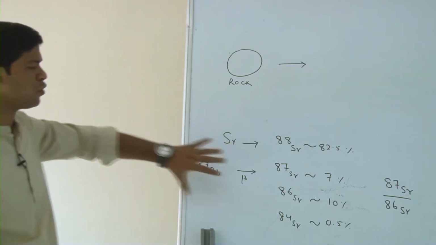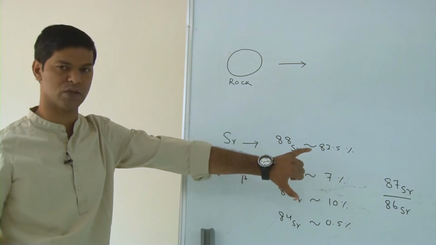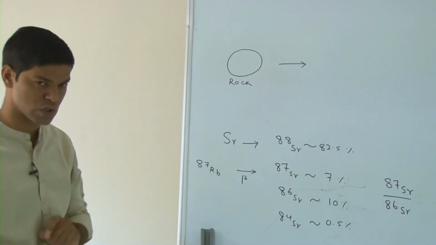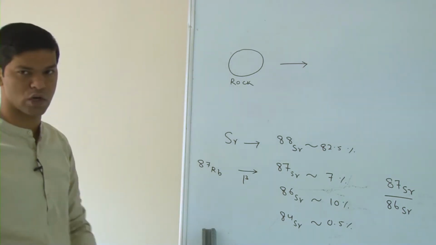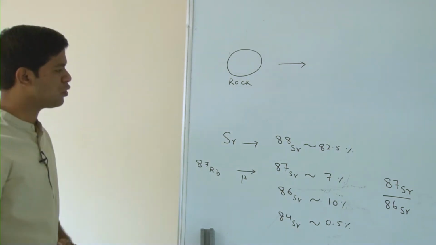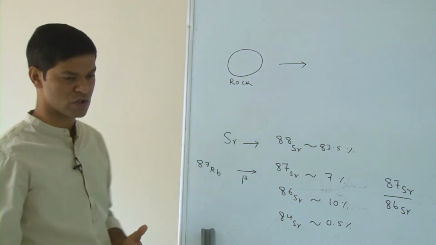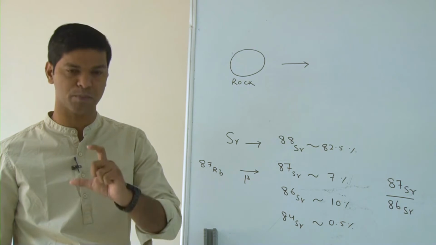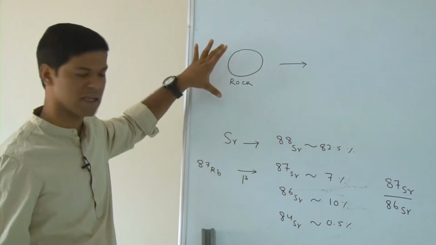So, now how do you analyze it using a mass spectrometer to find the 87 strontium by 86 strontium ratio in this particular rock? For that, when you are looking for strontium isotope, you have to purify that rock to extract the purest form of strontium that is lying in that rock.